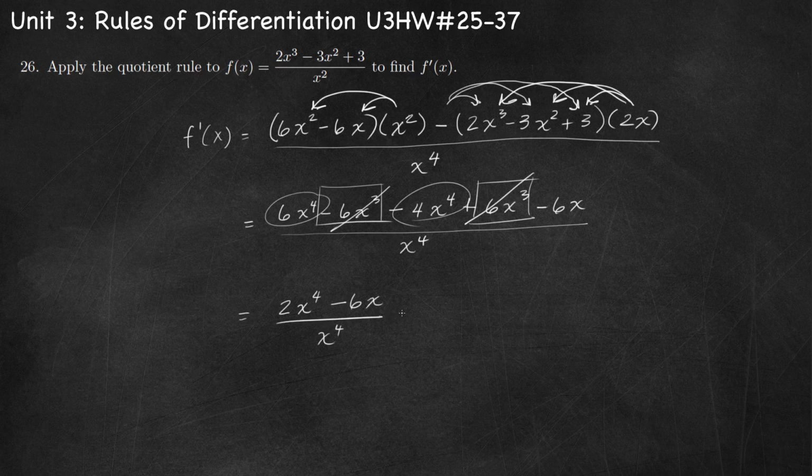Now 2x to the power 4 divided by x to the 4 is 2, minus, and then 6x over x to the fourth is 6 over x cubed. So we get 2 minus 6 over x cubed.